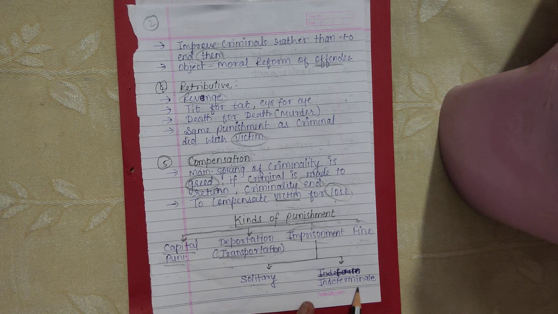Next is indeterminate imprisonment, means the punishment is awarded without any specific period. And if it is seen that the criminal improves, then this punishment may end.